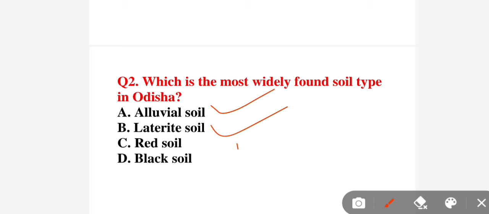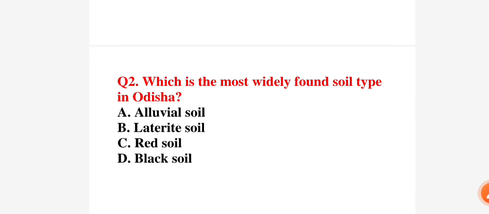If we talk about laterite soil, it is found generally in hilly areas, and I have already told you in previous videos, this is found in areas where there is high rainfall because leaching occurs. Leaching means the upper layer of the soil is washed away. It is also rich in iron and aluminium, and laterite soil is conducive for crops like tea and coffee. So in laterite soil these crops are grown.